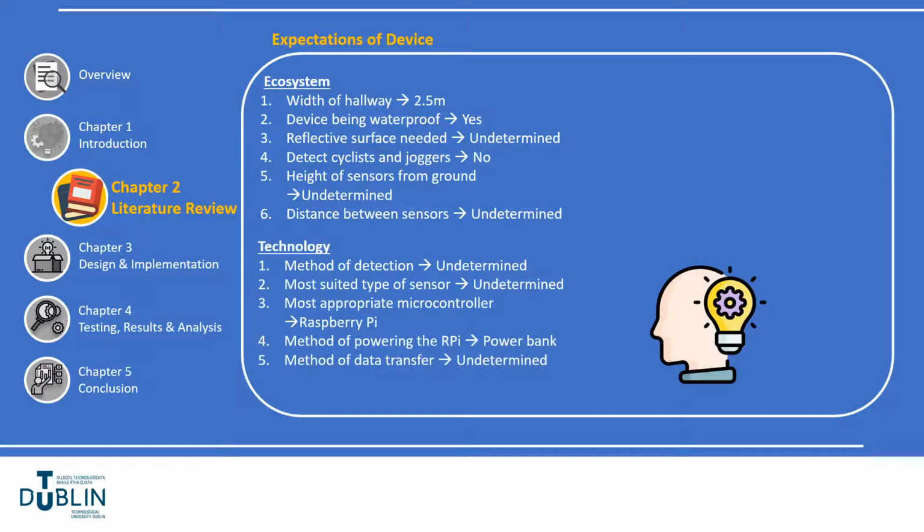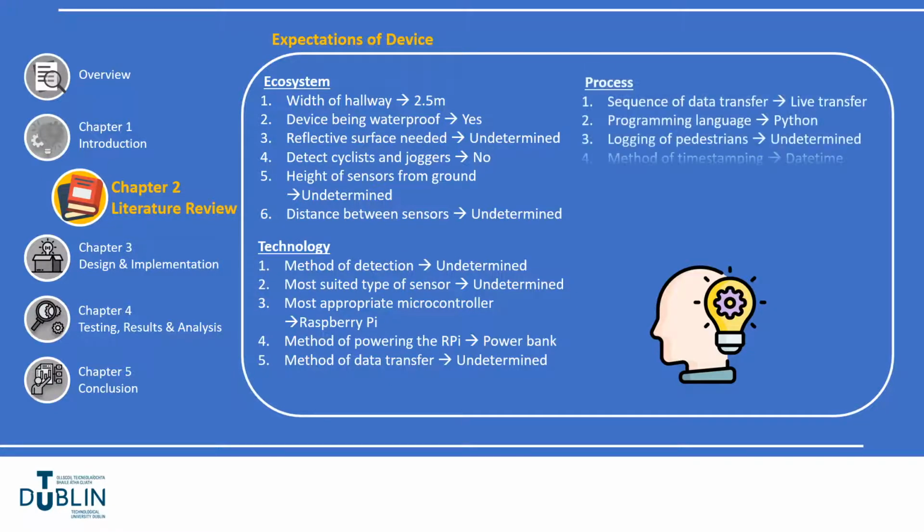Technology. The method of detection was undetermined at this stage, along with what would be the most suited type of sensor. The most appropriate microcontroller was decided to be a Raspberry Pi. The method of powering the Pi was decided to use a power bank. The method of data transfer was also undetermined at this stage.